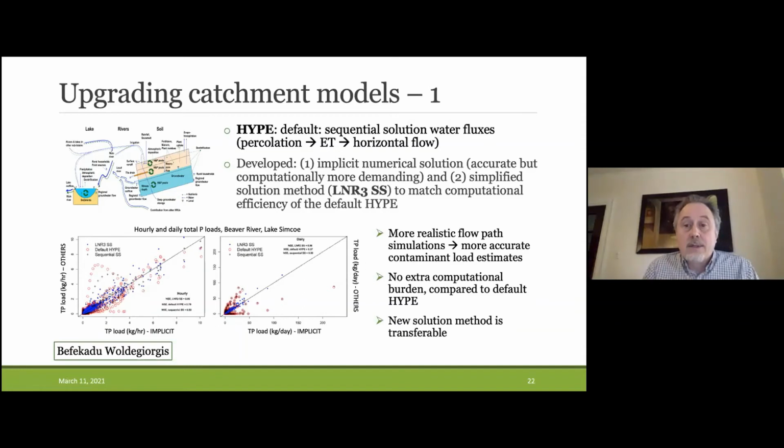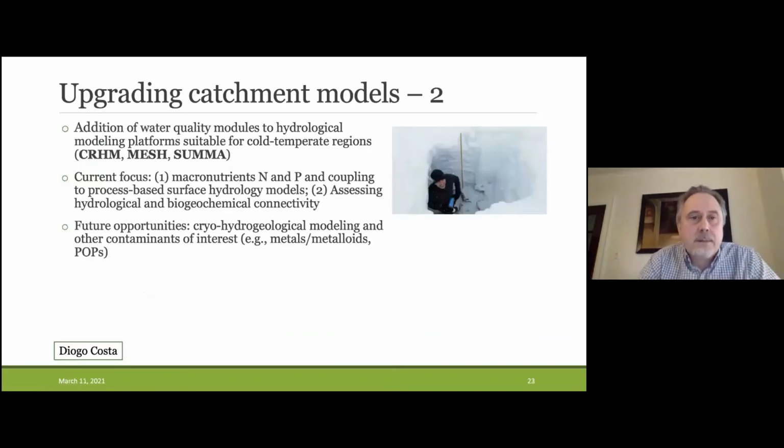So his conclusion is that obviously more realistic flow path simulations will yield more accurate contaminant load estimates, because the load estimates are directly dependent on your flow paths and the flow of water along these different flow paths. It has no extra computational burden compared to default HYPE, and this solution approach that he presents is also transferable to other hydrological models.